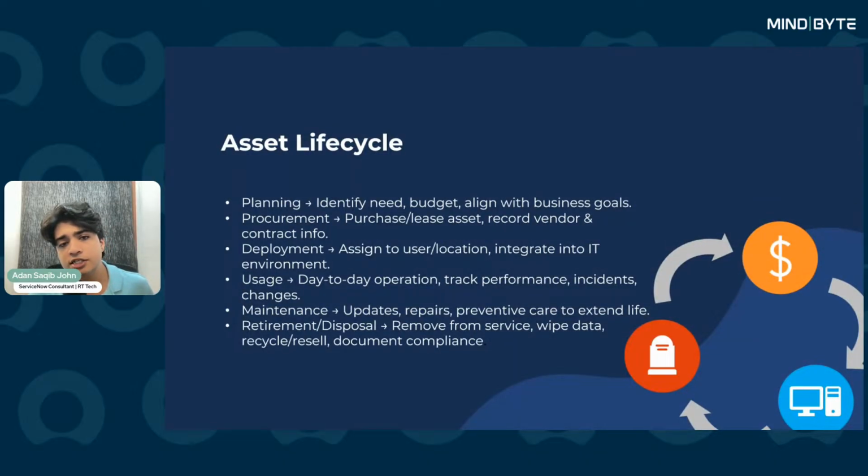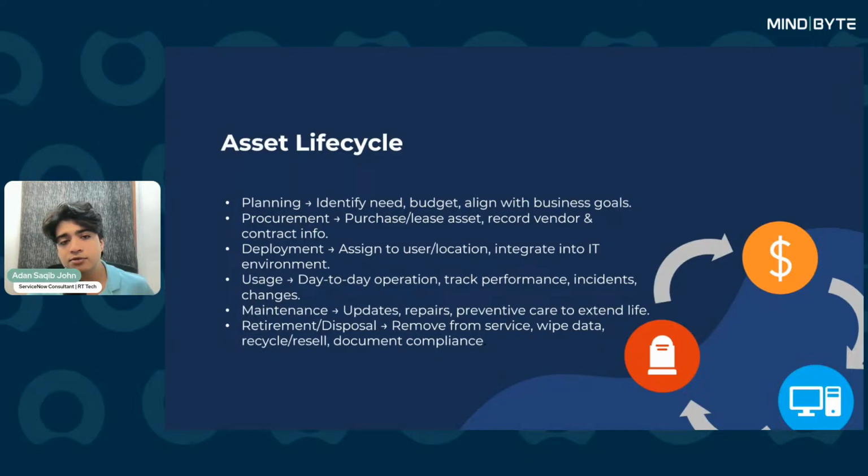Firstly, the first stage is planning, in which you identify the need of that asset, whether you need it or not. Then comes budgeting, where you basically manage the finances of procuring that asset. Then you look if it's actually aligned with your business goals. Do you need it? Will it help you grow, scale your company, etc.? That's what comes in planning.